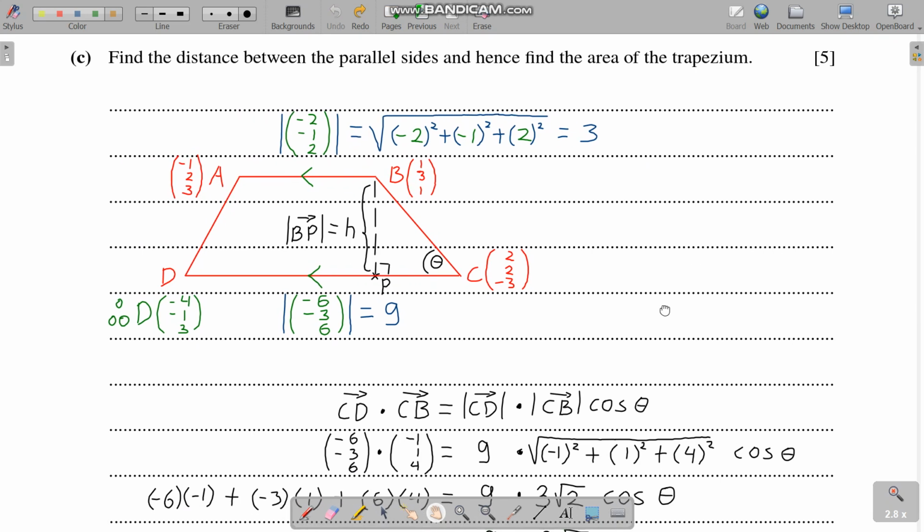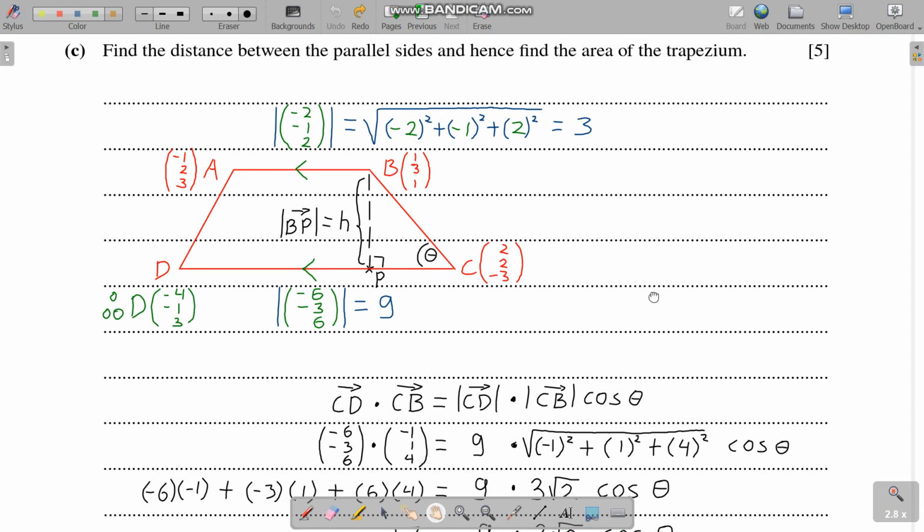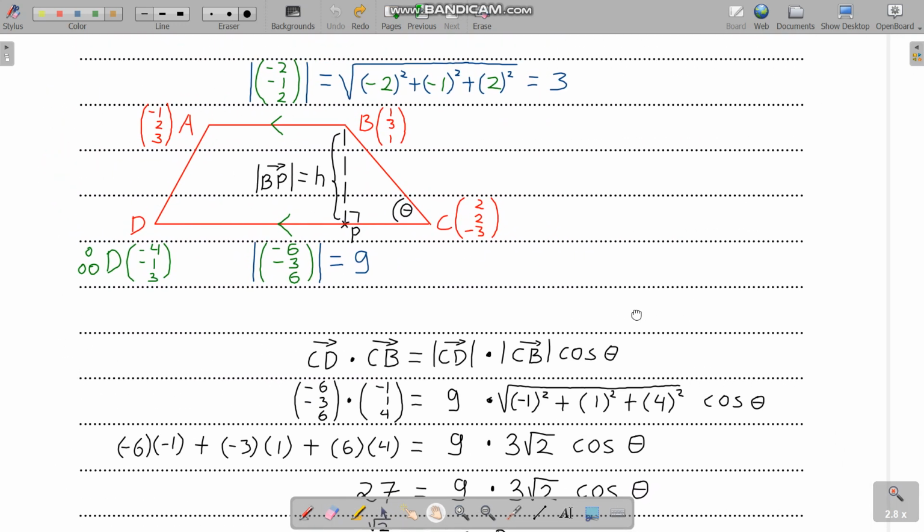Now we need the height of the trapezium if we want to find the area. To find the height of the trapezium, let's just find the angle theta here. This P is the foot of the perpendicular from B to the base here. So the height of the trapezium is BP. Theta here is this angle. Using the dot product formula in the MF19, CD dot CB is the magnitude of CD times the magnitude of CB times cos theta.